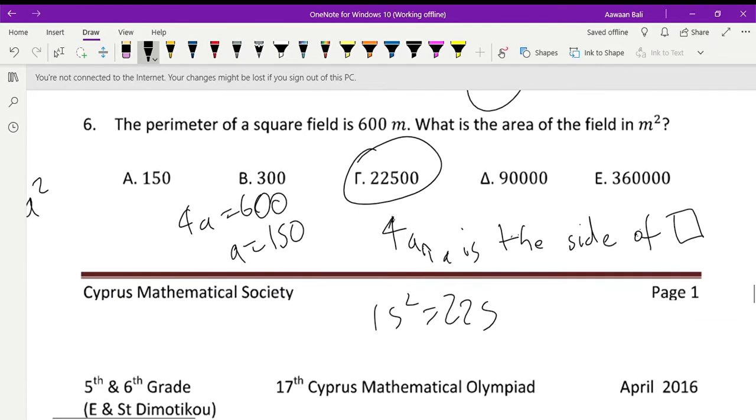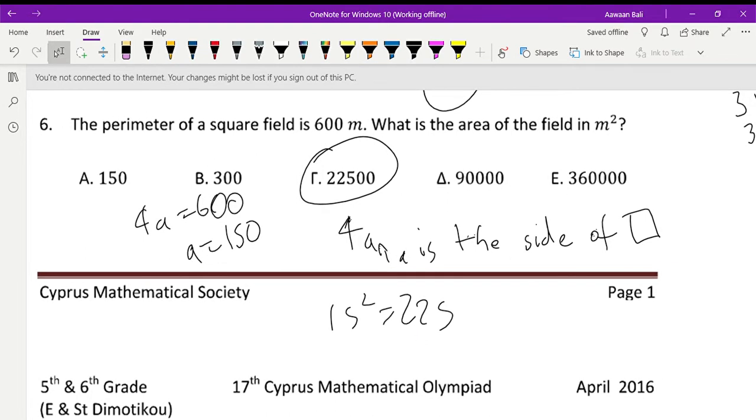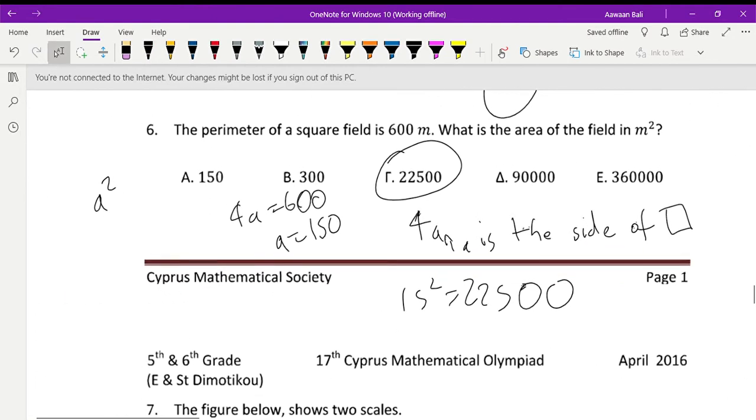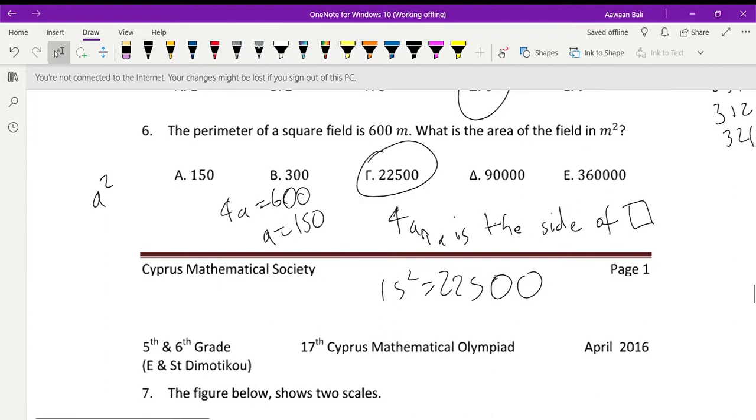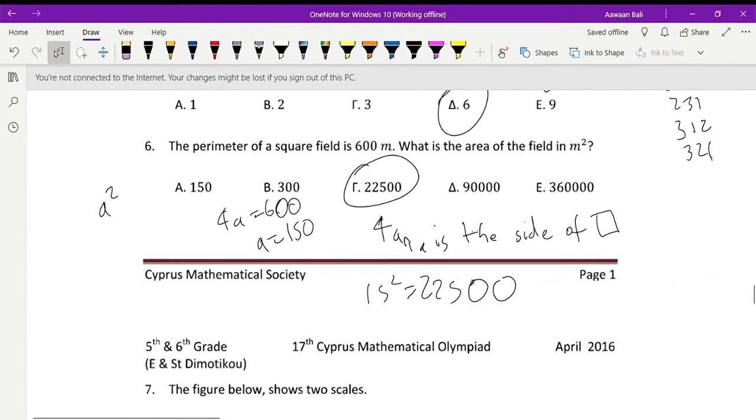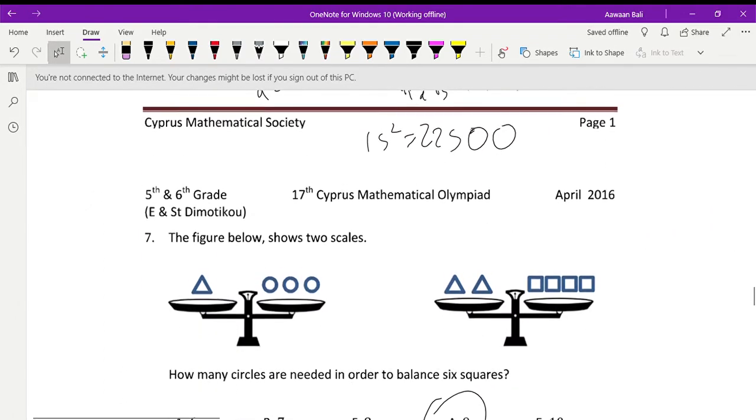And just add more zeros. Like if there's one, add another one. Since we're multiplying the numbers together, so just double the amount of zeros there are, and then you get your answer. So the answer is gamma 22,500 meters squared. Question number 7.